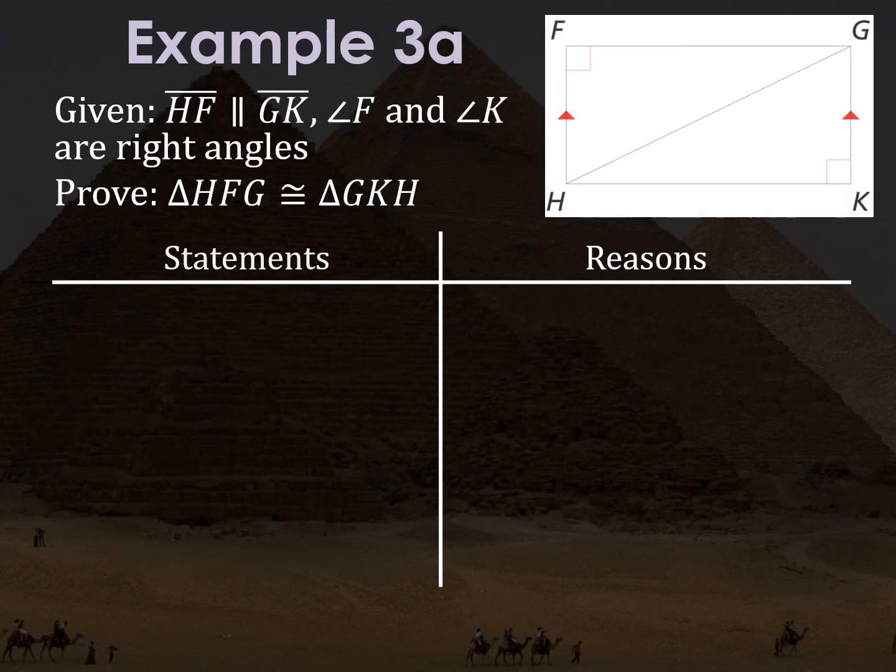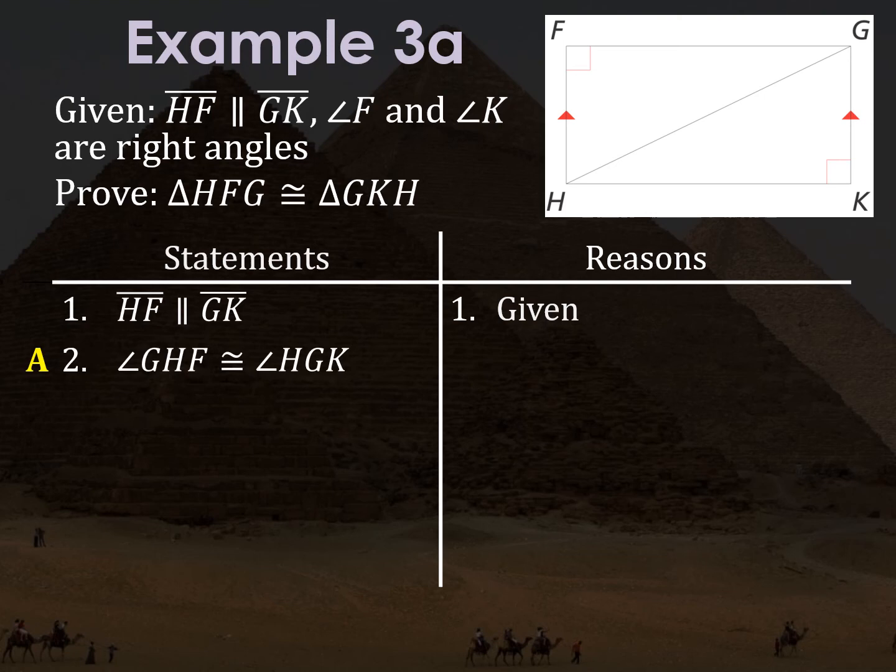Example 3a, we're given HF is parallel to GK and that F and K are right angles. Prove that triangles HFG and GKH are congruent. So we'll start with statement 1, HF is parallel to GK. And that is given. Next, angle GHF is congruent to angle HGK. And again, these are the alternate interior angles theorem.